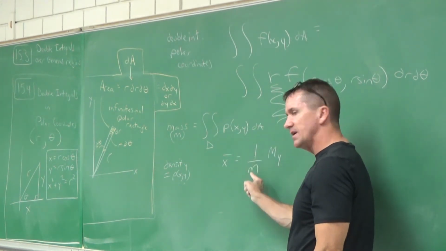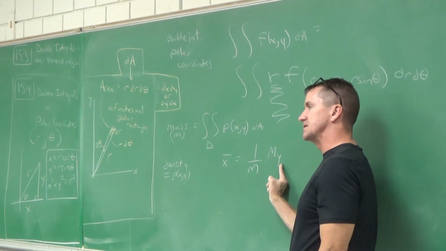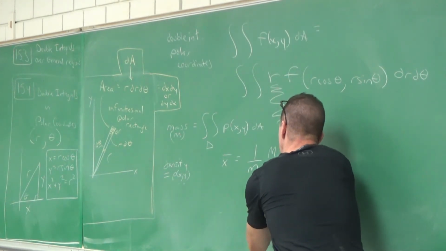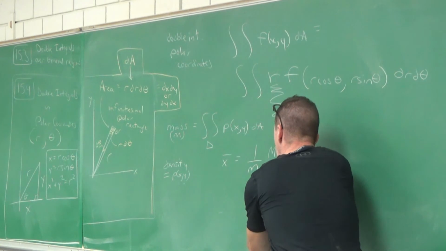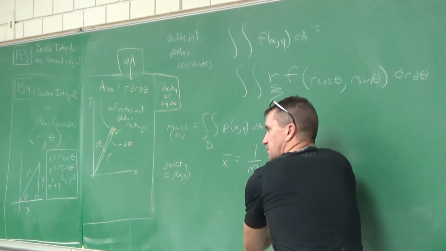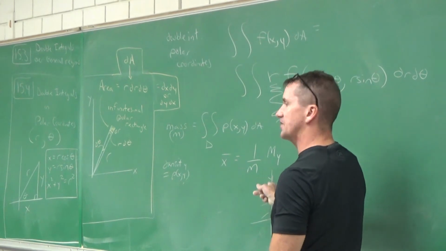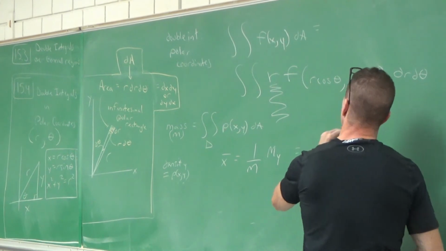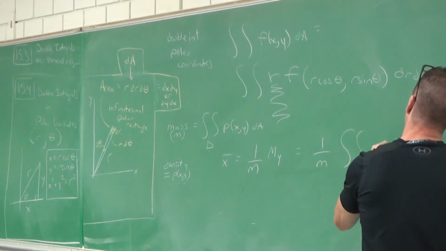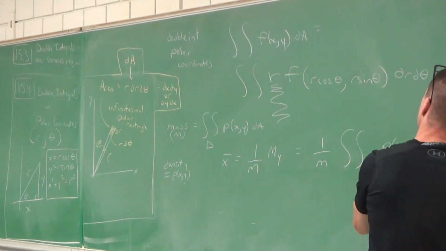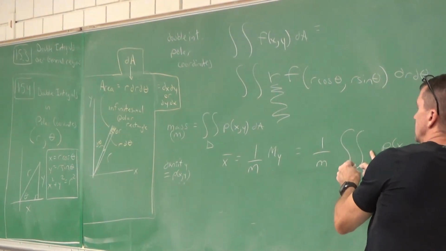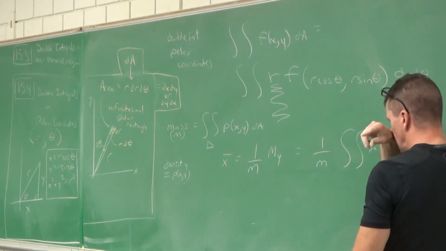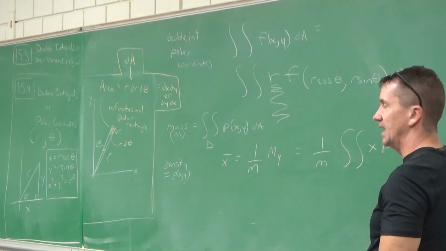X bar is equal to 1 divided by mass times the moment about the y-axis. Because if you've got a y-axis, you're talking about the average x values, you're going this way or this way. We're just taking the average of these distances here, for an x bar, for an average x. And that's why we call it the moment about the y-axis. Well, this turns into 1 over m times the double integral of the density function. But you got to include this letter. So for x bar, just put an x right there. That's the formula we're going to use to find the x bar.